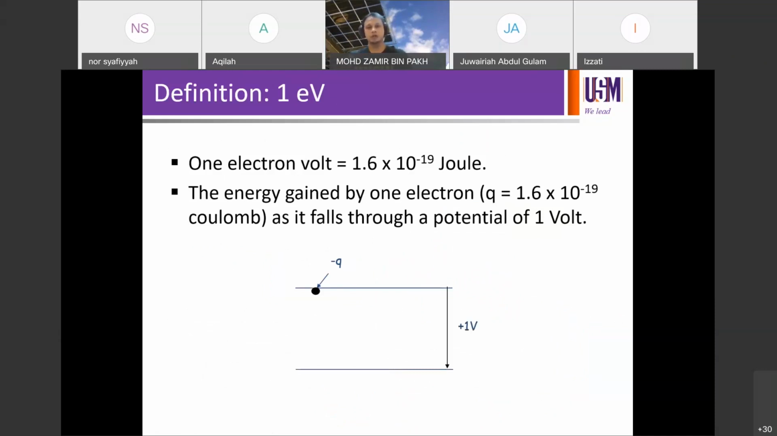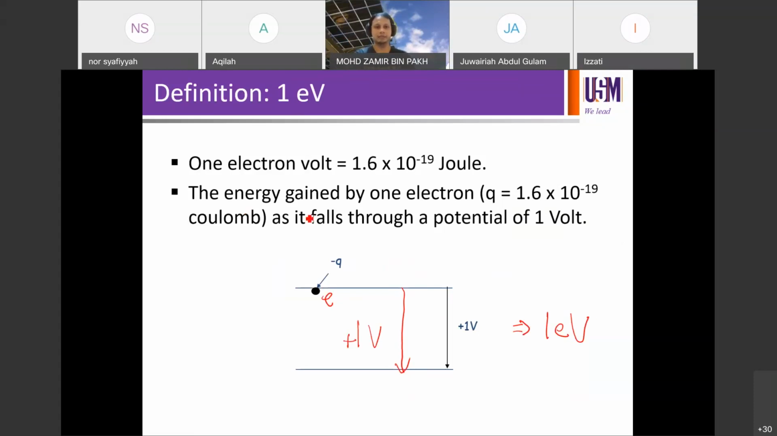joule. So it can be defined as the energy required or energy gained by one electron, just a single electron, with electronic charge of 1.6 times 10 to the minus 19 coulomb, we've learned before in electronics, as it falls through a potential of 1 volt. So this is your electron, for example, in this illustration, and it's falling through a potential of 1 volt. So that will give you 1 electron volt. As a result, you will get 1 electron volt.